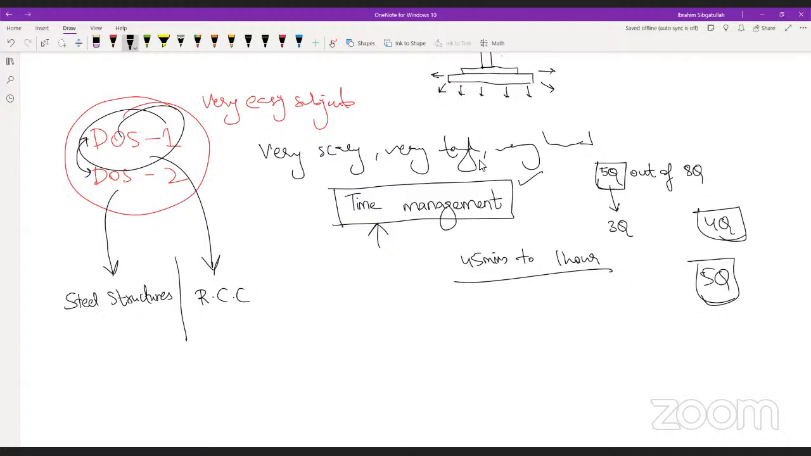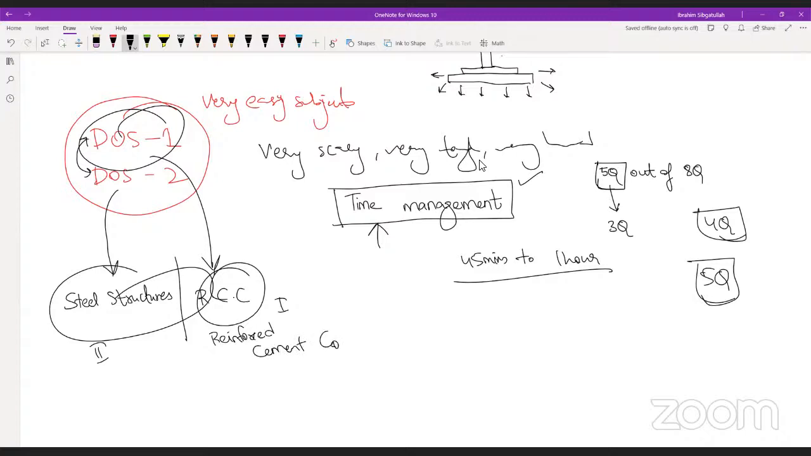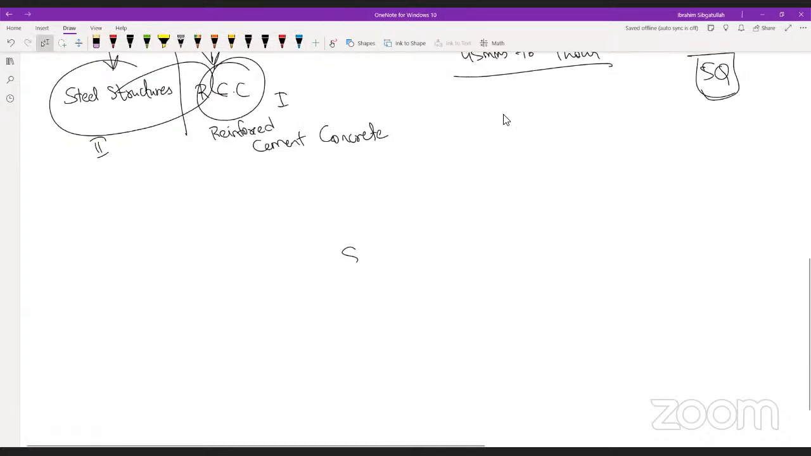Okay, this is the difference between DOS 1 and DOS 2. In DOS 1, we will be dealing completely with structures which are made up of RCC. What does RCC stand for? Reinforced cement concrete. And here we have everything related to the steel structures. Now, I'm talking about structure. So let's try to understand what are the different structural elements that exist.